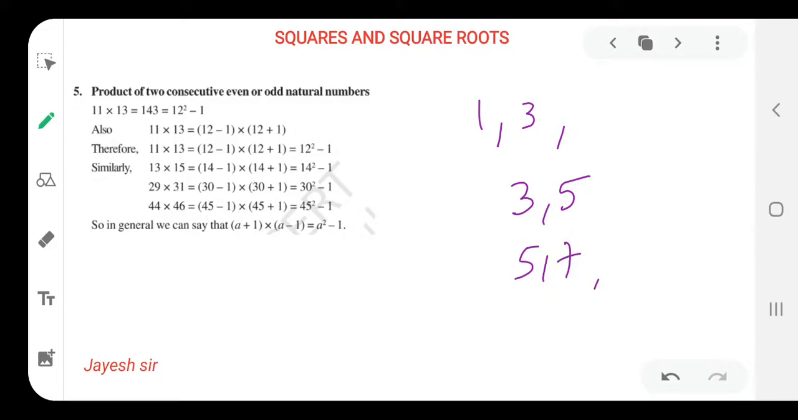That means for the multiplication of these two numbers, how can we do it? What is the shortcut method for this? That is the motive here, that you should understand that these numbers can be multiplied easily by this method.